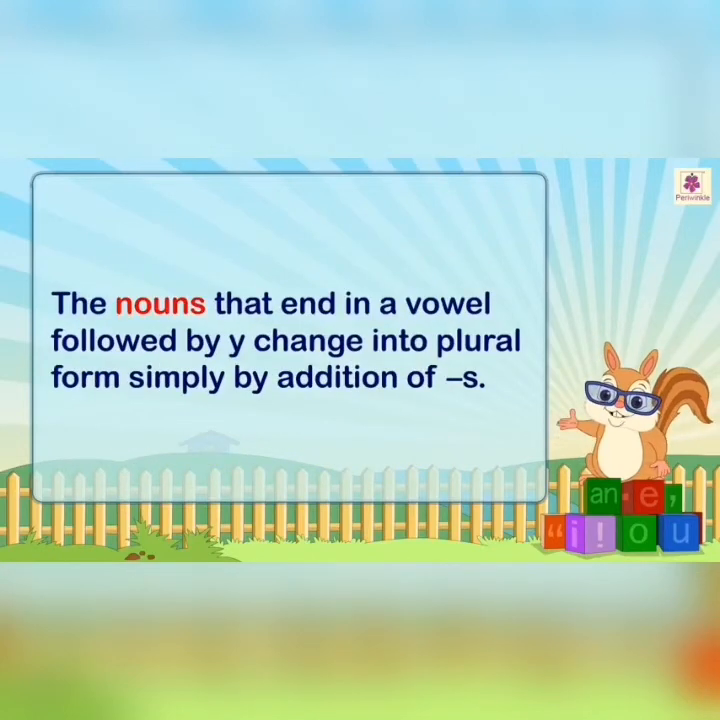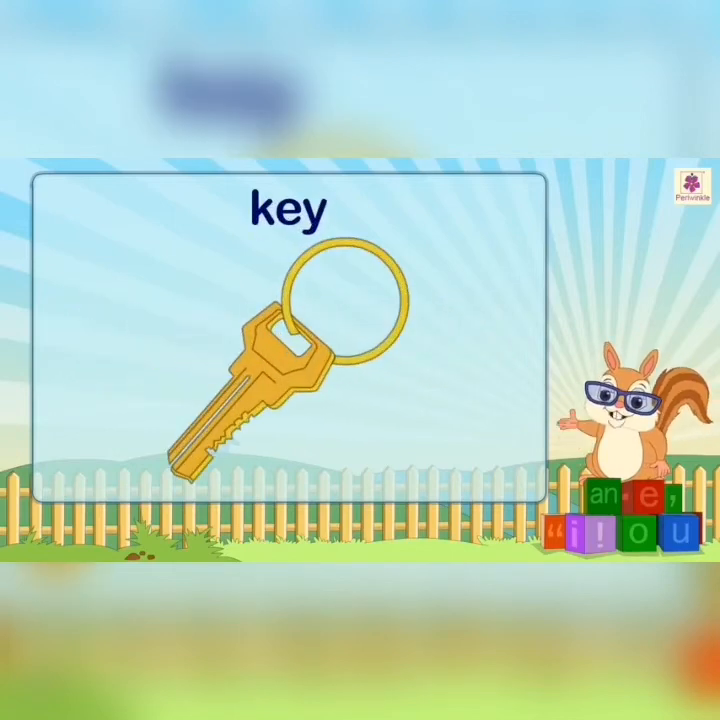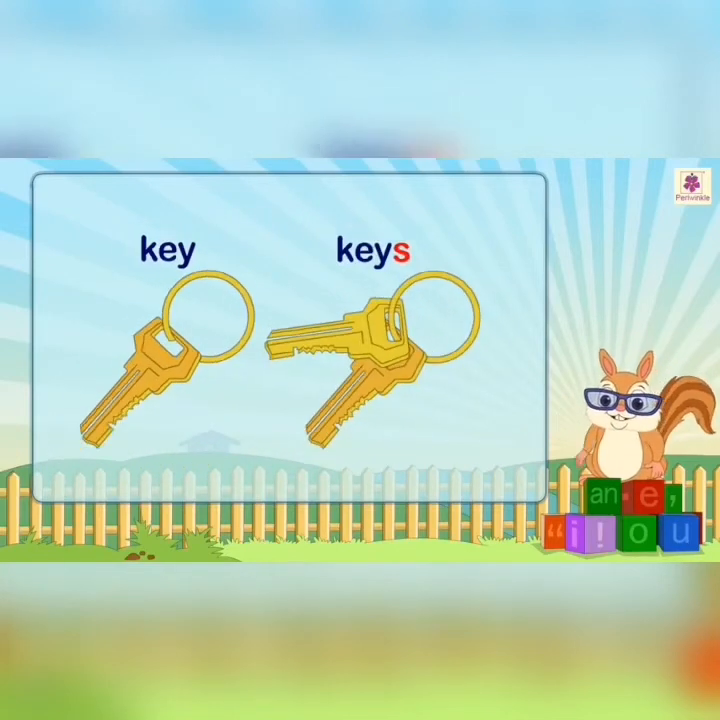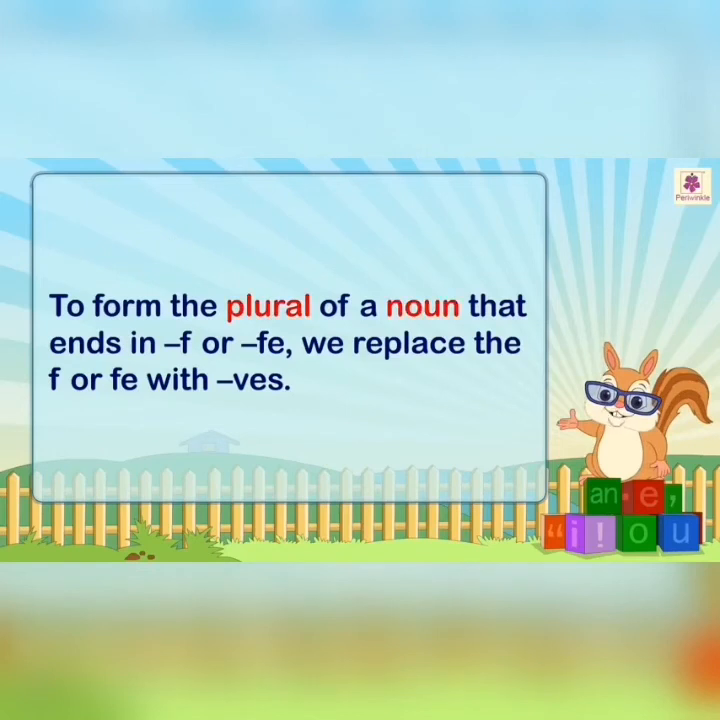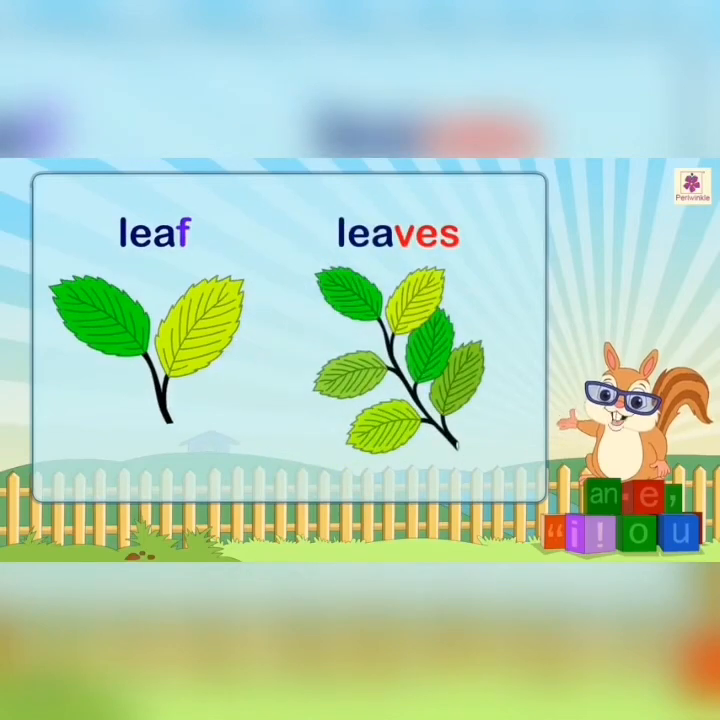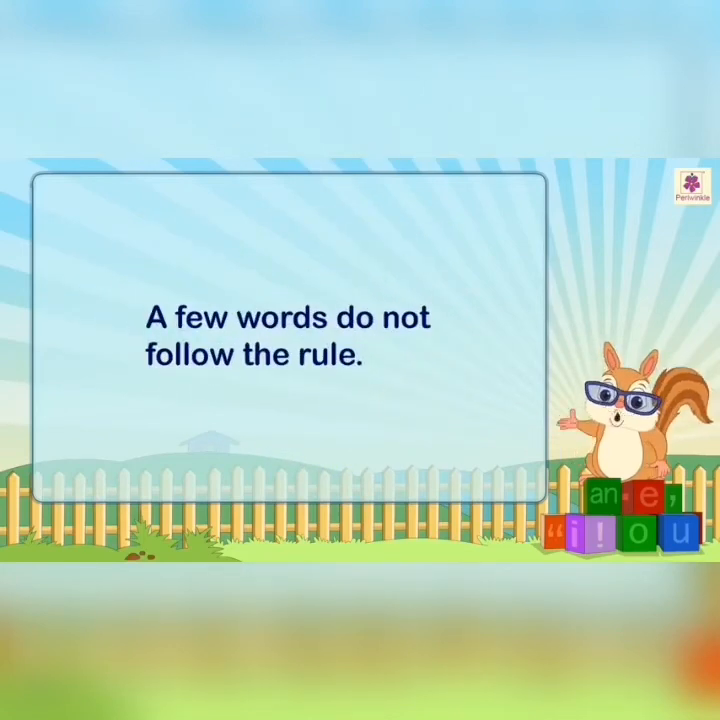English is like that. The nouns that end in a vowel followed by y change into plural form simply by the addition of s. Okay? Now let's find out how this works. In the word key, we have keys. And to form the plural of a noun that ends in f or fe, what we do is replace the f or the fe with ves. An example of this is the word leaf, where we have leaves.